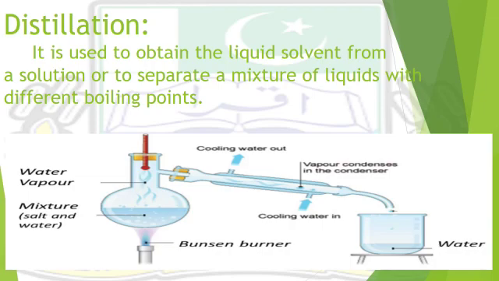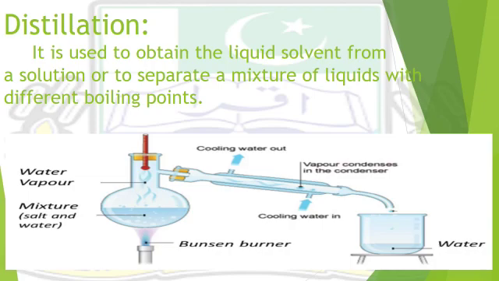You can see in the diagram that there is a mixture of salt and water in the distillation flask. First of all, the salt solution is heated in the distillation flask. After that, the water of the salt solution boils and changes into steam. With the help of a thermometer, we can see the temperature of the steam.